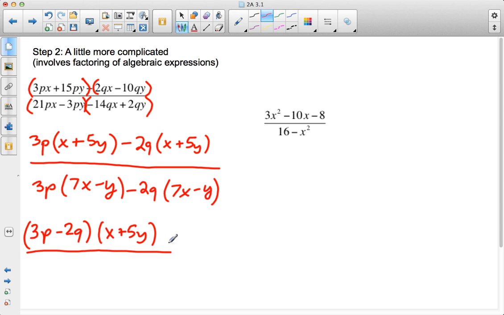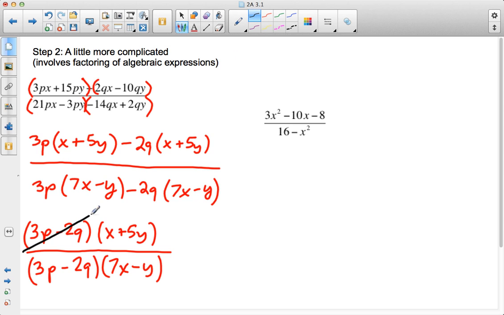Now let's take a look at the denominator. I have 3p times in parentheses 7x minus y, negative 2q times in parentheses 7x minus y. That means I can rewrite this as 3p minus 2q times 7x minus y. Now I can finally go ahead and start simplifying my terms, canceling out something common.